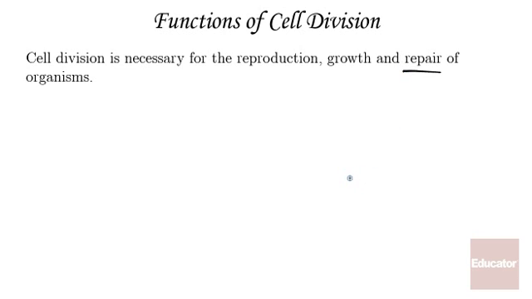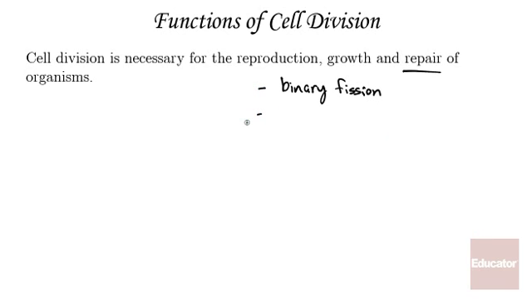As we're going to discuss later on, certain very specialized cells, such as neurons, lose their ability to divide. So they can no longer divide and repair in that way. Another function of cell division is reproduction. For example, bacterial cells divide via binary fission. Binary fission is a means of asexual reproduction, and prokaryotes reproduce via binary fission.